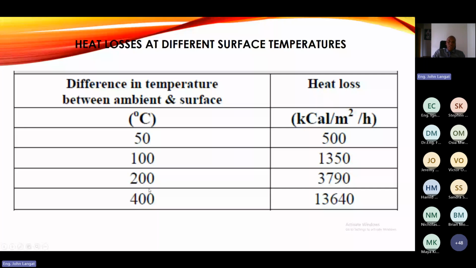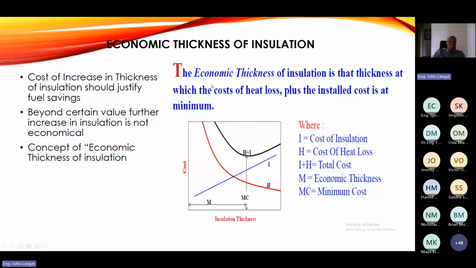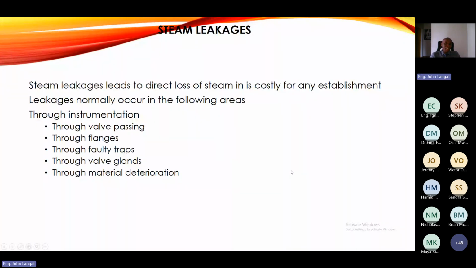So, what are the economic thicknesses of insulation? You see, there is a level beyond which if you insulate, it becomes a point of no return. You are not getting any return on investment. So the cost of increase in thickness should justify the savings. Beyond a certain value, further increase is not economical. That is the concept of economic thickness of insulation. This graph explains that. There is a level beyond which if you increase insulation, you are not going to get any benefit out of it. Steam leakages. How does it happen?